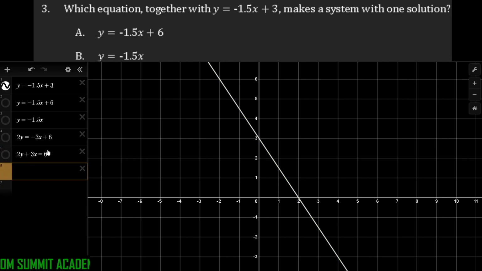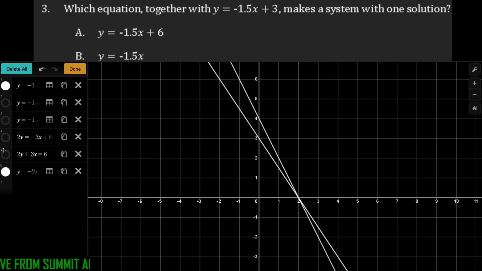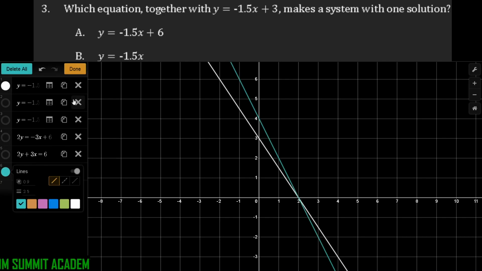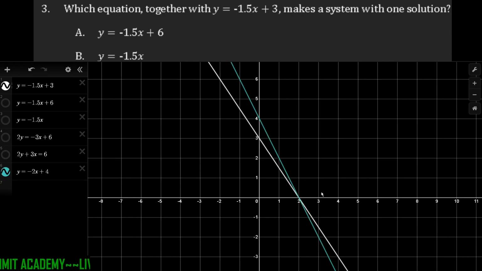And then the last one is going to be y equals negative 2x plus 3. So these two lines, let me actually change the color. There we go. So we have two lines that are intersecting at one point. That point is 2, 0. So let's write some of these notes down.